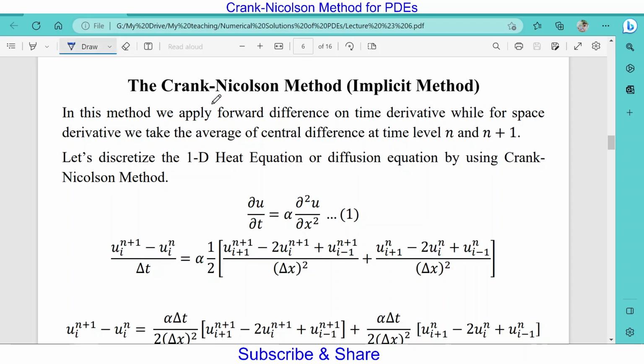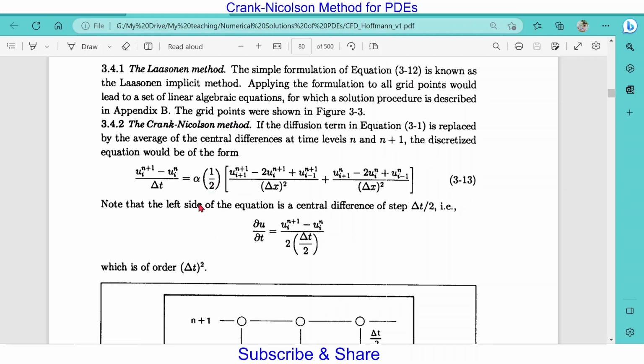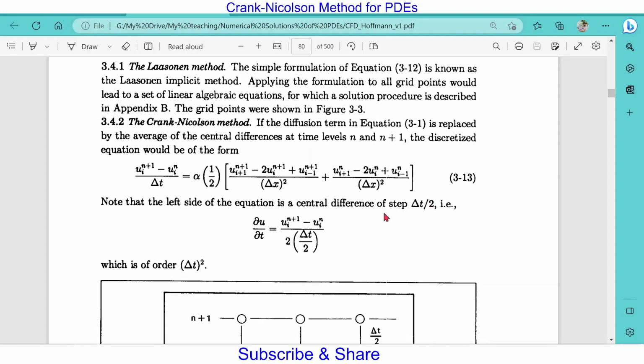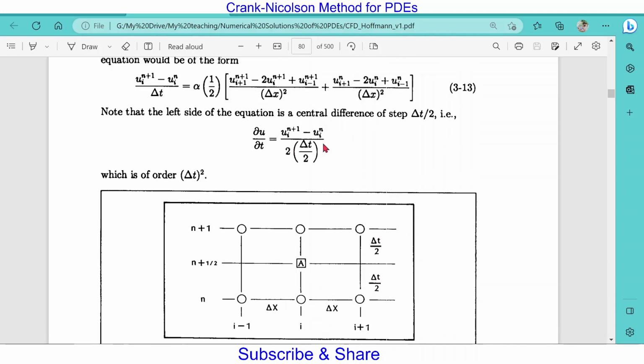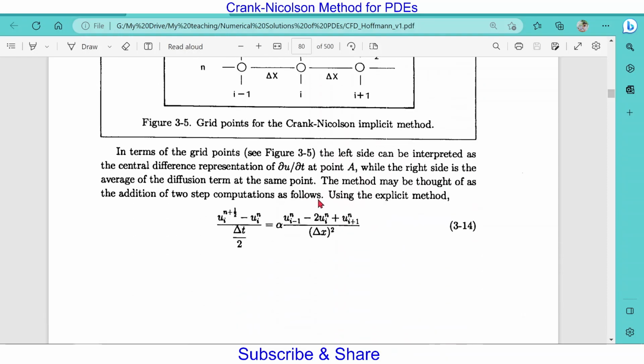and we basically do not apply forward difference on the time derivative. What we actually do is, if I go to the book, here you can see, we form two equations by applying central difference at time level with step delta t by 2. So we apply forward difference with step size delta t by 2, and then at the end we add those two equations like this.